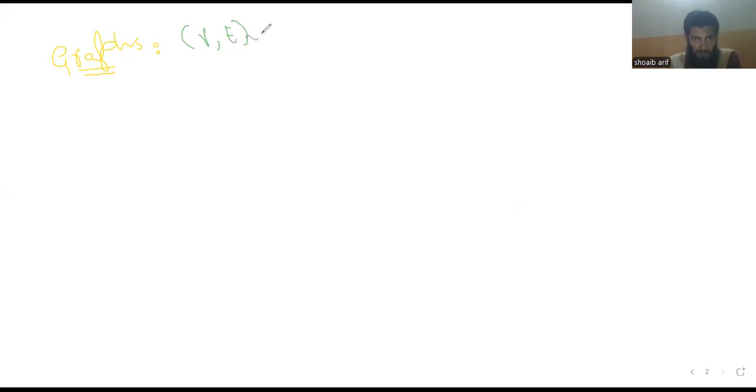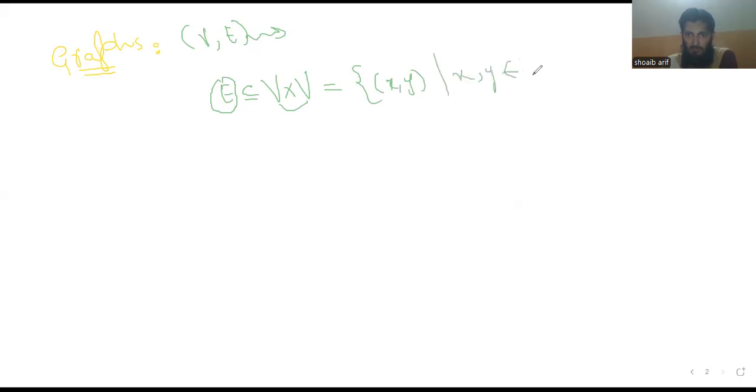So what is an edge? The edge set is a subset of V cross V, where V is the set of vertices of the graph. So an edge is a subset of V cross V, the Cartesian product of the vertex set. So what type of element is in the edge set? x comma y, such that x and y belong to V.